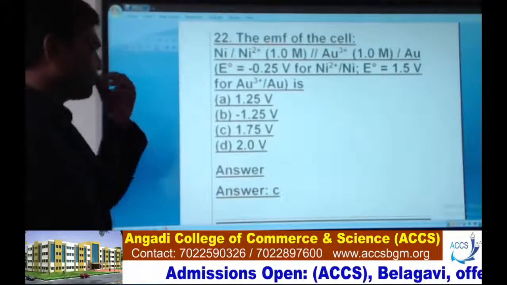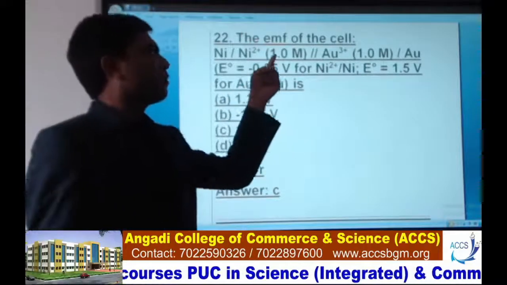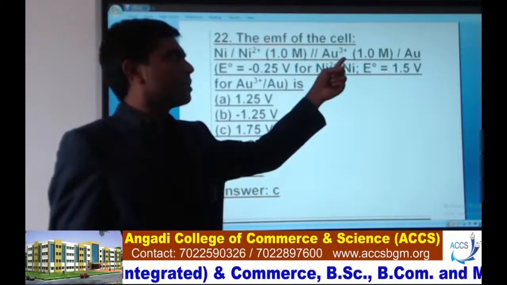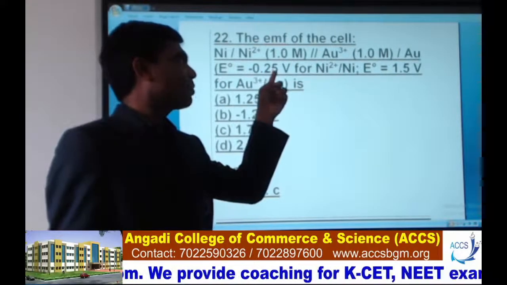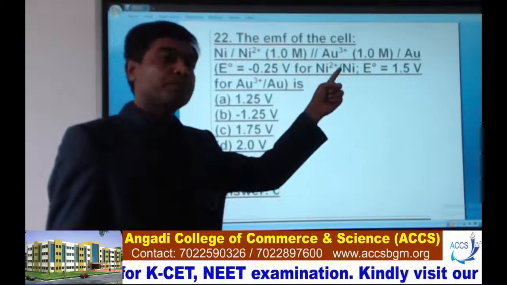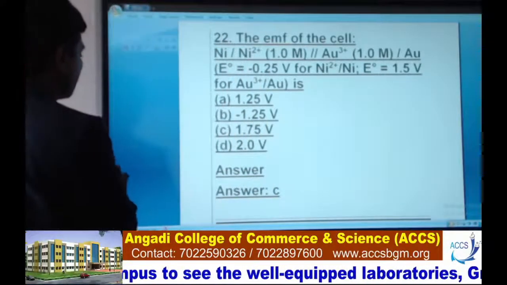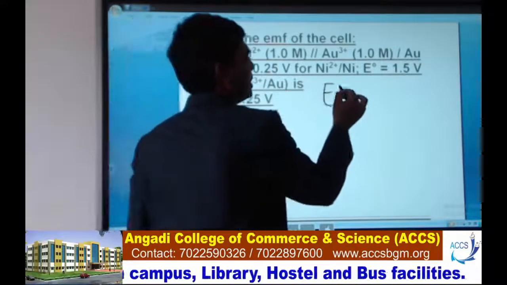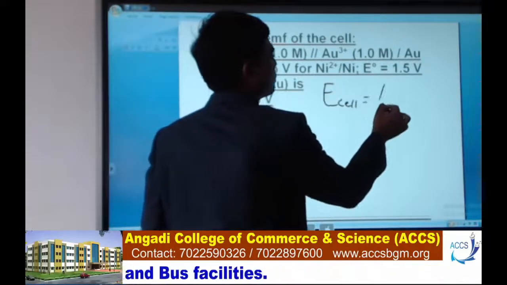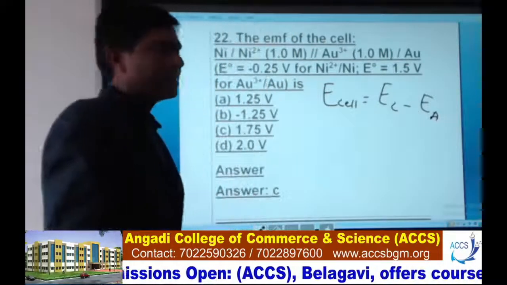The EMF of the cell; he has given nickel and gold values. See, at 1 molar concentration, nickel's value is minus 0.25 and gold's value is plus 1.5. So what will be the EMF of this reaction? How to calculate? Let's see. We have the formula E cell is equal to E cathode minus E anode.